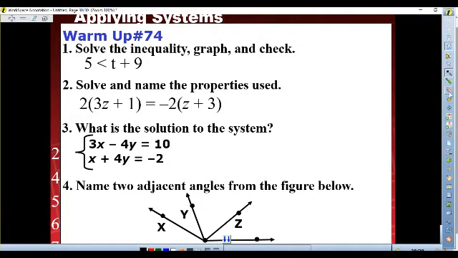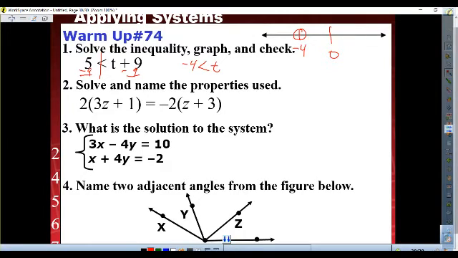All right, here we go. Number 1. I'm going to go over these just to make sure I'm refreshing your memory. To solve this one, I subtract 9 from each side, and I'm left with negative 4 less than t. Hands up if you got that. Okay, good. Let's graph that. 0, negative 4. Does this have an equal sign? No, so it's an open point.